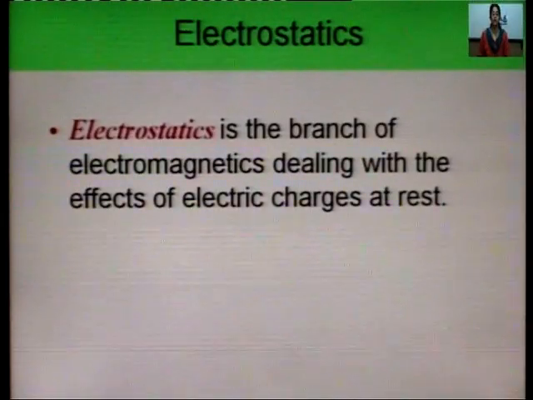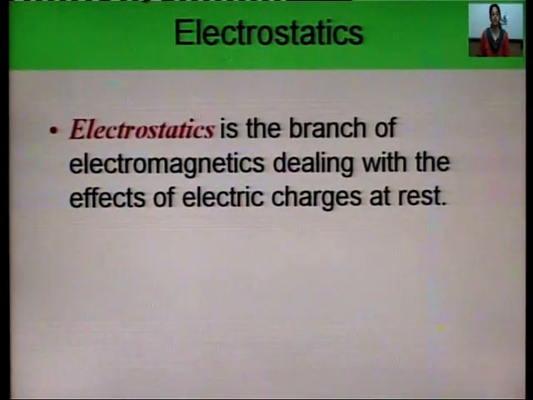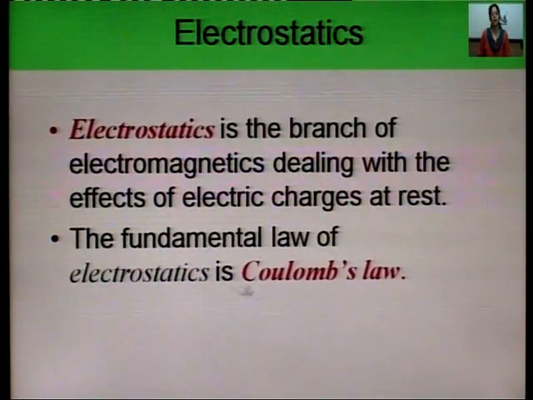The topics which we will cover today. What is electrostatics? Electrostatics is the branch of electromagnetics dealing with the effects of electric charges at rest. The fundamental law of electrostatics is Coulomb's law. Electrostatics is the branch of physics which deals with charges at rest, in other words, the study of stationary charges. And the fundamental law is Coulomb's law.